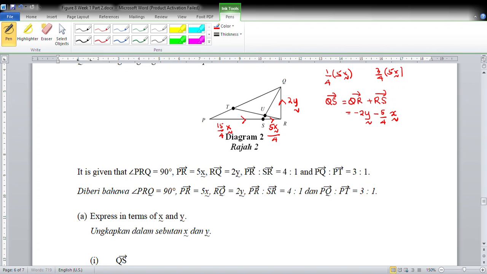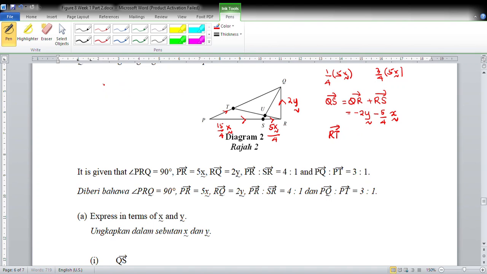Now part 2, you are supposed to look for RT. So how do we find RT? To find RT, you can use RP plus PT. To use PT, we need to know what is PQ. Right, so we don't know PQ yet. So you find PQ first. Let me go this side and find PQ first.